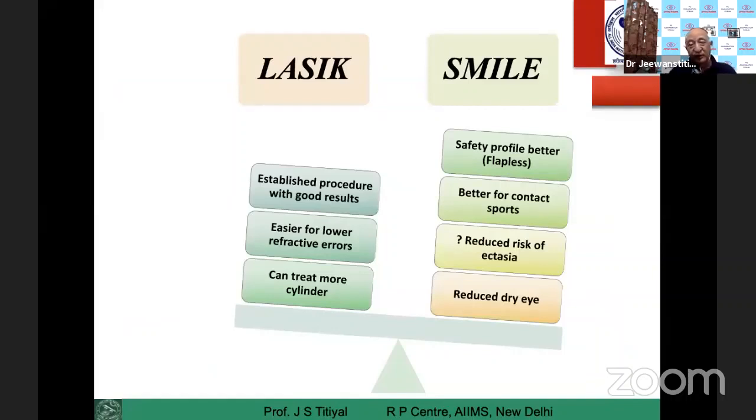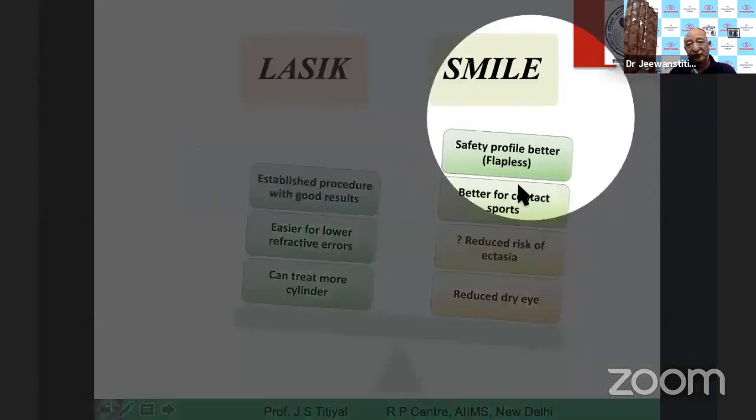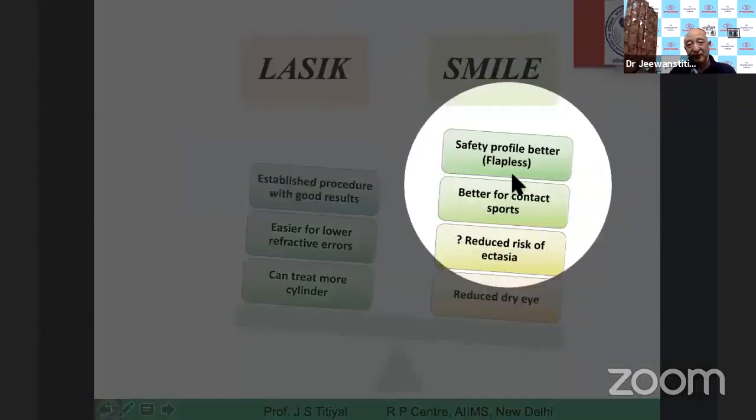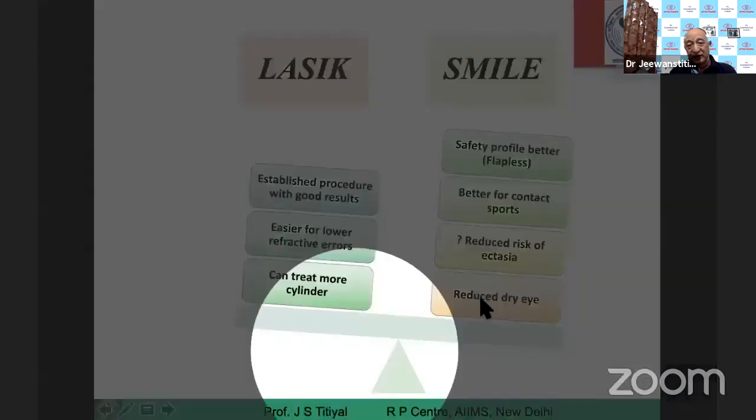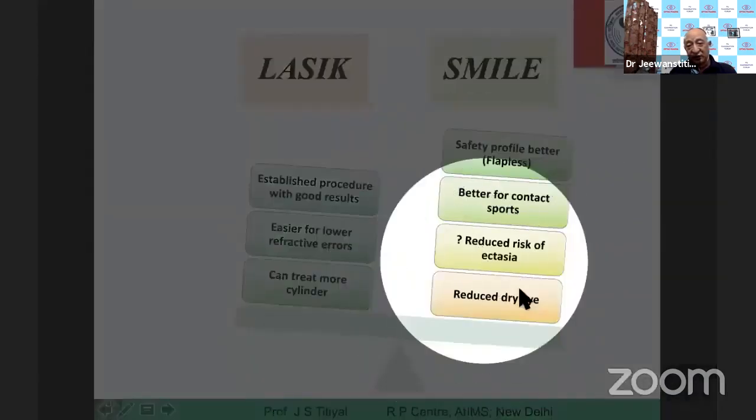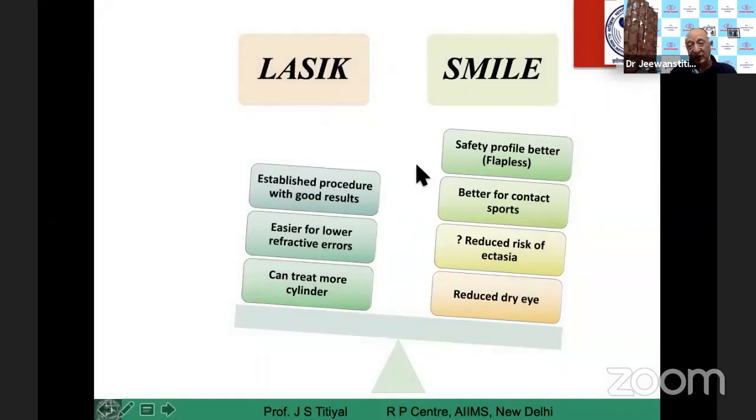If you compare in a consolidated picture, SMILE safety is much better, and it is flapless, better for people who play contact sports or people who are in armed forces or police type of jobs. There is a reduced incidence of ectasia, though there have been a few reports of ectasia in SMILE also. Sometimes we get the idea that we have better biomechanics with SMILE, so we tend to go into a cornea with little compromise.